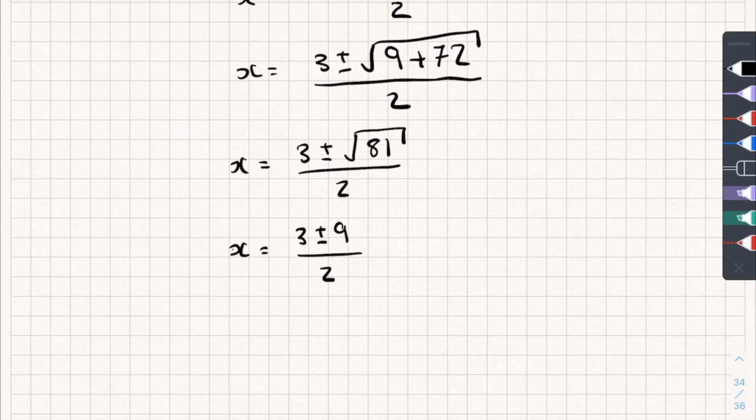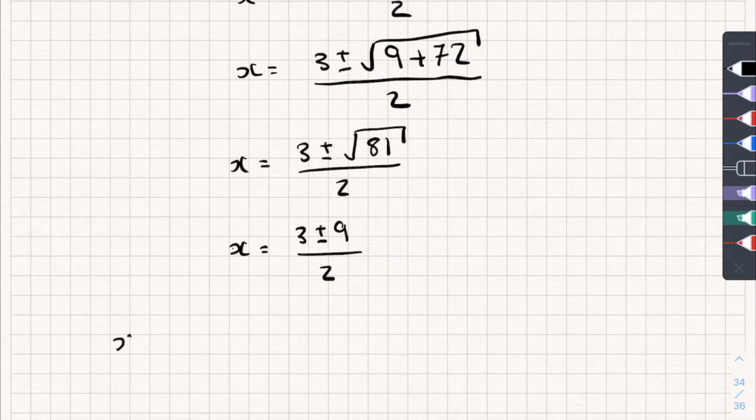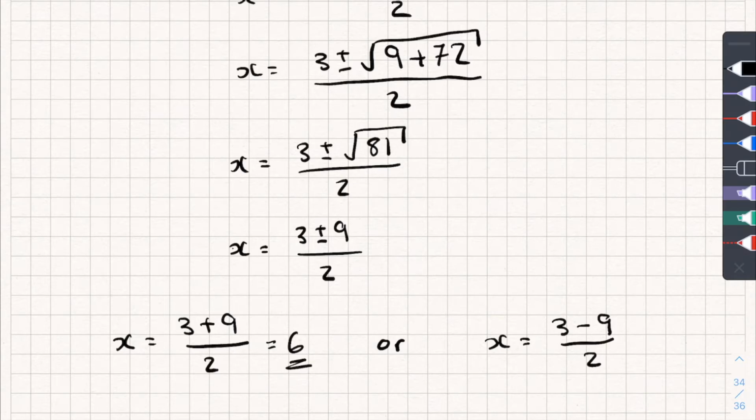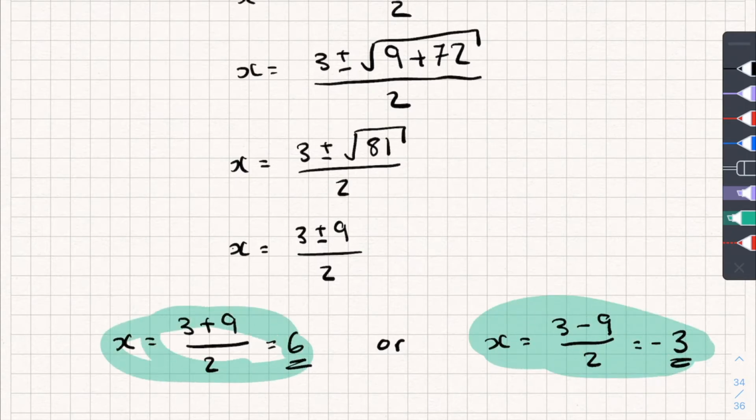And here, hopefully you can see where our two answers are coming from. We've got x equals 3 plus 9 divided by 2, or we get x equals 3 subtract 9 divided by 2, okay? So there are two outcomes. If we do 3 plus 9 divided by 2, that gives us 6. Or if we do 3 subtract 9 divided by 2, we get negative 3. And there are our two values of x. And you should always get two values of x, okay, if it's a quadratic equation.